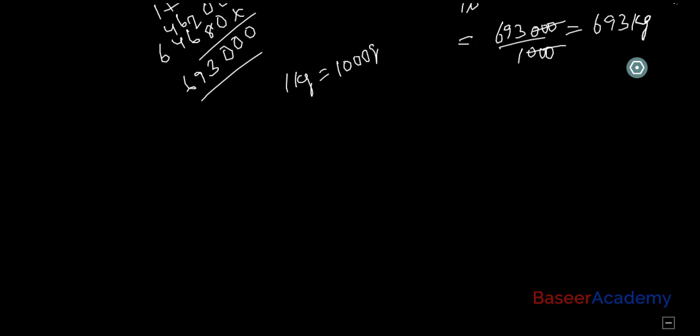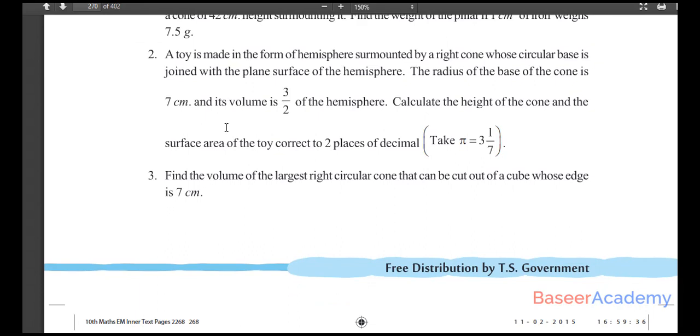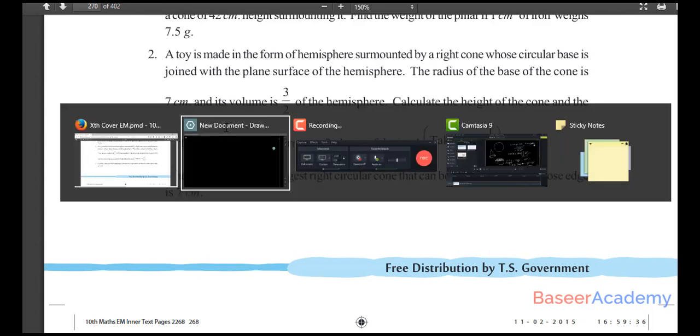Let me take a new worksheet here. This one problem actually consumed the complete worksheet. The second question says a toy is made in the form of a hemisphere, and on this hemisphere you have a cone mounted on it. This diagram is not so good. Let me draw a little better one. Okay, this should do it.